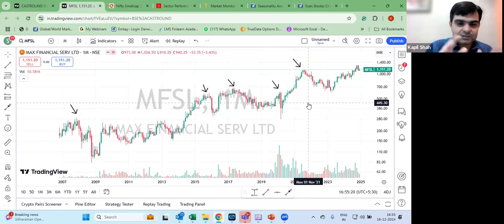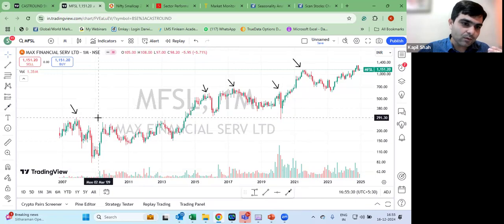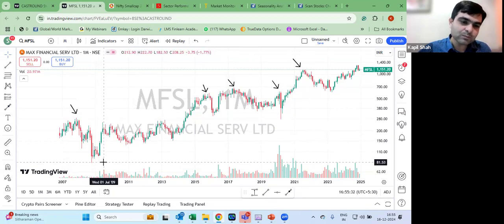So when the chart is in front of me on the higher time frame, I pay attention to where and how much fall happened. And then I calculate from high to low by what percentage the stock has come down. To do this, I don't require any pen and paper or calculator. I don't require anything. It is an inbuilt tool in TradingView.